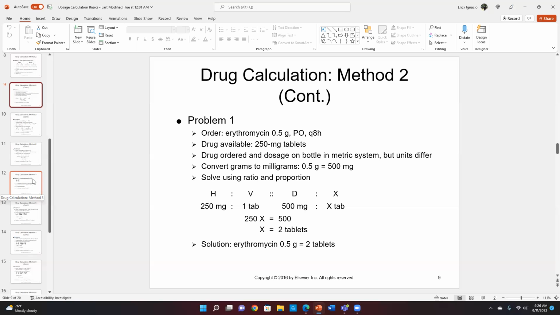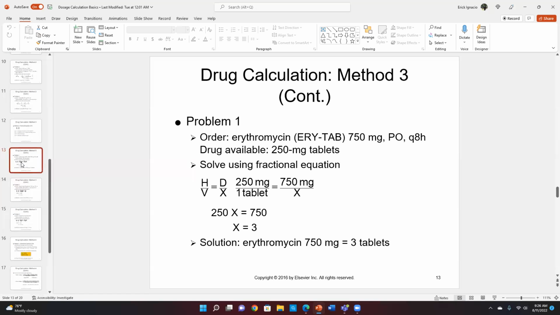So now we will set it up. 250 milligrams equals 1 tab, which equals 500 milligrams by X, and we'll solve for X amount of tabs. So once we do this, we will actually end up with X equaling 2 tablets.